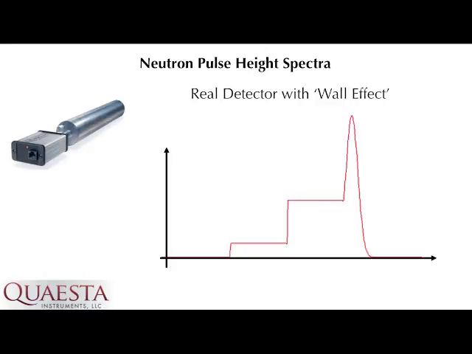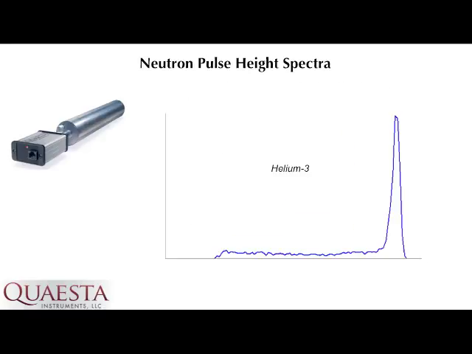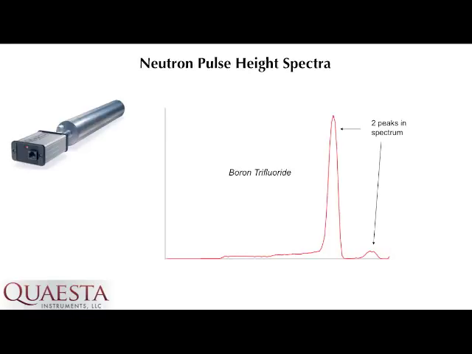The pulse height spectrum of a real neutron detector may exhibit both a peak and wall effect shelf. Additionally, gamma rays and electronic noise introduce signal at the low end of the pulse height spectrum. This signal should be discriminated against and rejected when counting neutrons. Actual spectra are shown for helium-3 and boron trifluoride.